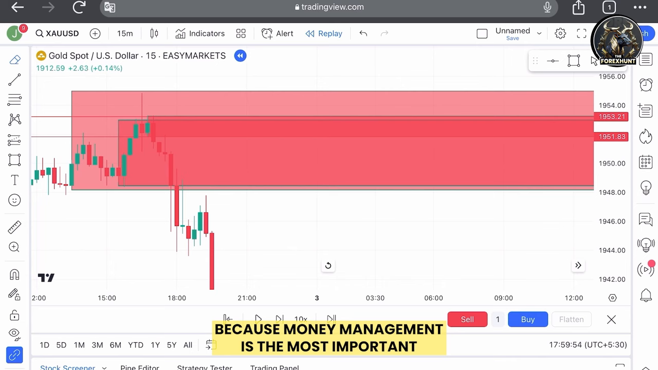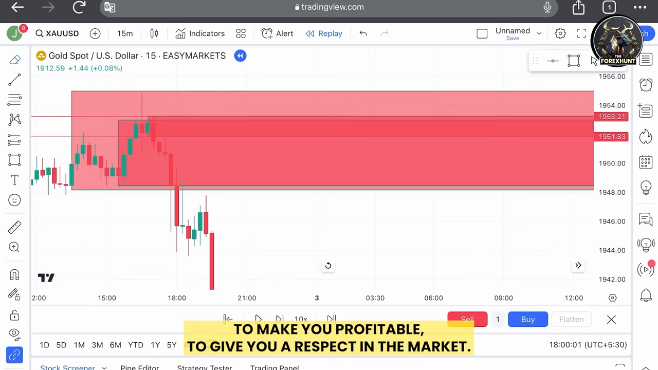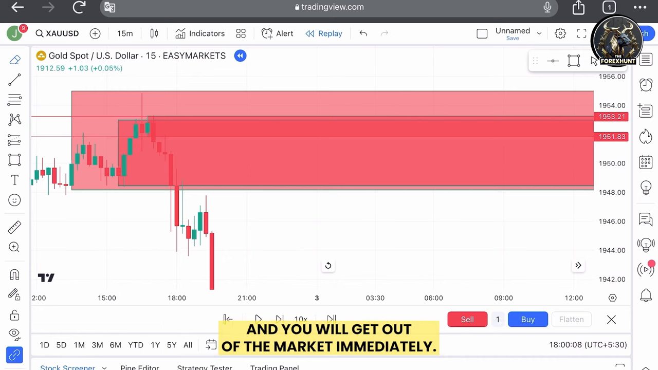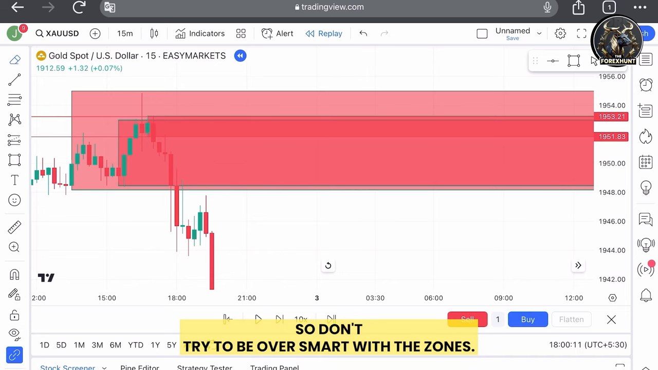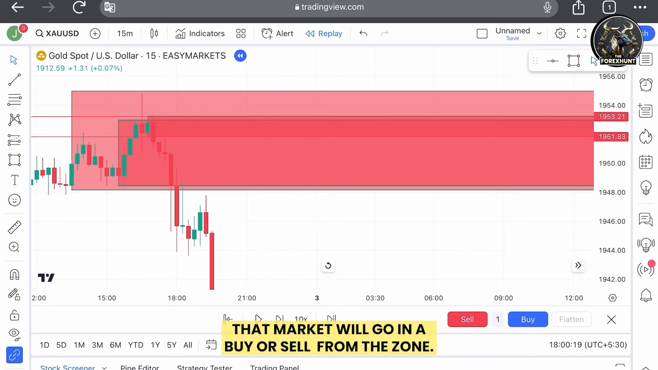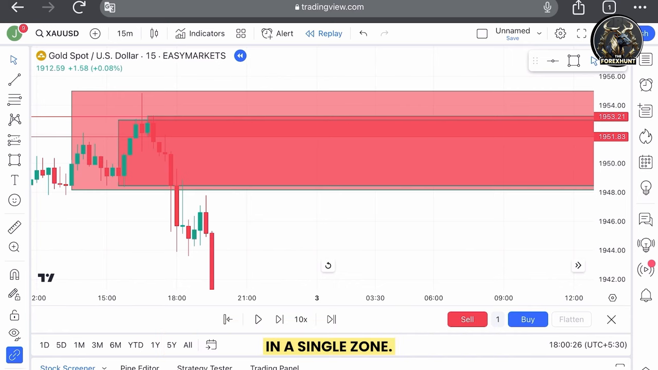because money management is the most important and vital weapon to save your account, to grow your account, to make you profitable, and to give you respect in the market. If you don't follow money management, you will get out of the market immediately. So don't try to be over smart with the zones. Zones are here to give you the possibility that the market will go buy or sell from the zone. But if you try to become over smart and put hundreds of lots in a single zone, you will be wrecked out of the market.